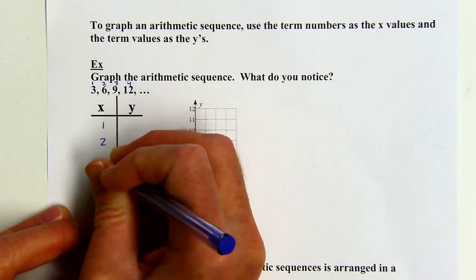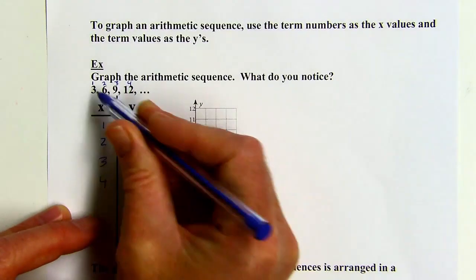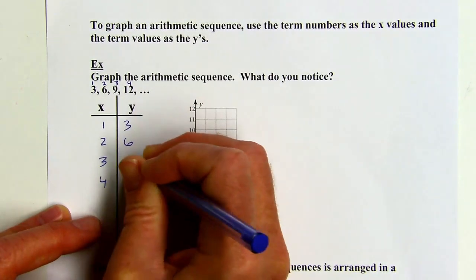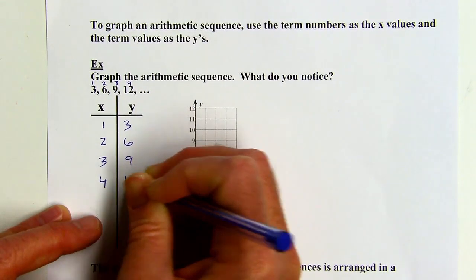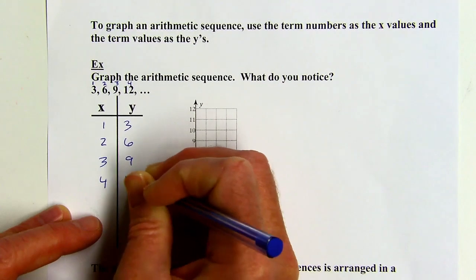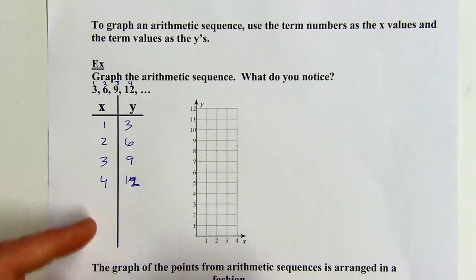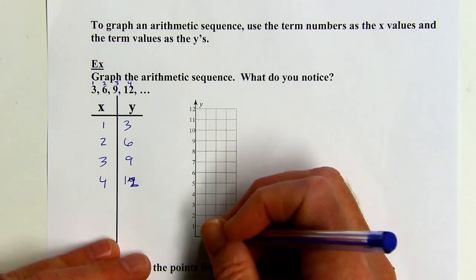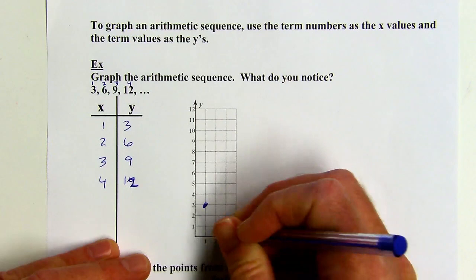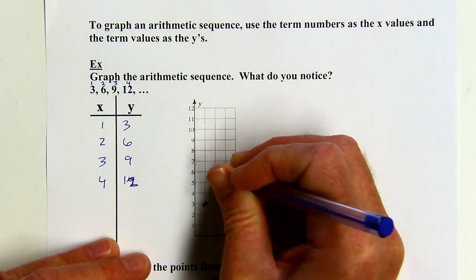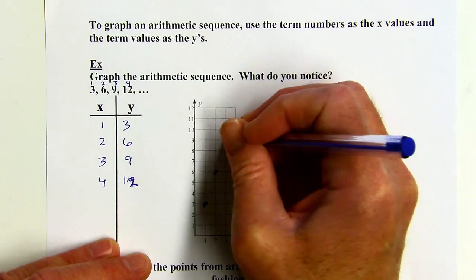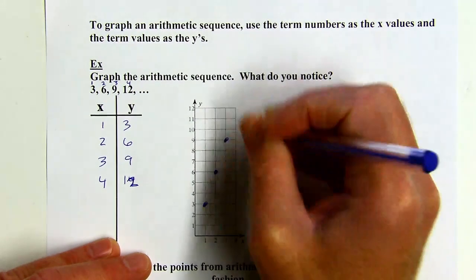So I'm just going to think, okay, well, my first term is 3, my second term is 6, third term is 9, fourth term is 12, and then I can use these as ordered pairs. And I could generate more terms if I needed to, but I'm just going to graph those four. Okay, so let's plot them. I've got 1, 3, I've got 2, 6, 3, 9, and 4, 12.